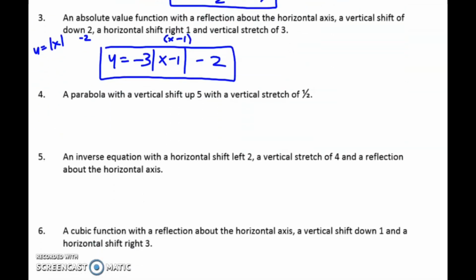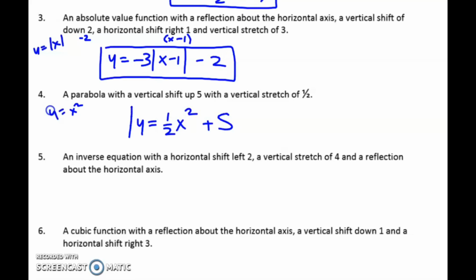Next, we have a parabola, which is the same as a quadratic. That's your y equals x squared. A vertical shift up 5, a vertical stretch of 1/2. So there's no reflections here. It's pretty straightforward. Vertical stretch is going to go out in front. Vertical shift up 5 is going to be outside the function. So this is just going to be x squared and then a plus 5.